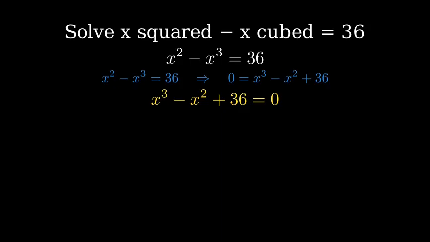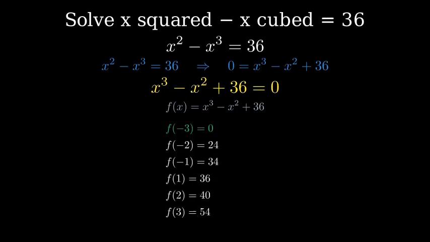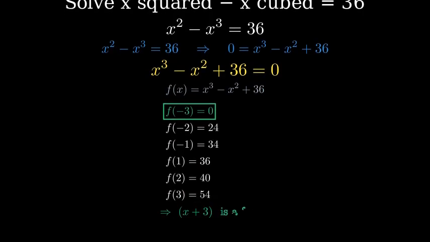Step 2. Try small integer values to guess a root. We test values like -3, -2, -1, 1, 2, and 3. We will evaluate f of x equals x cubed minus x squared plus 36 at these values. Notice that when x equals -3, the value is 0. So x equals -3 is a root, and x plus 3 is a factor.